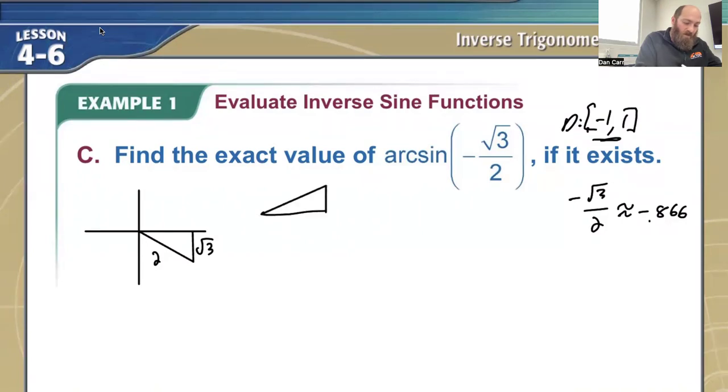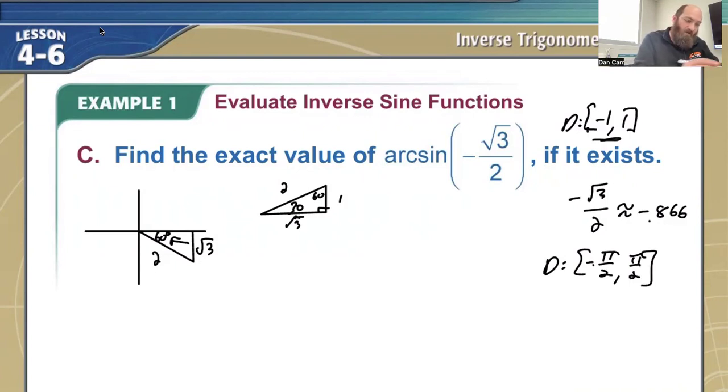30, 60, 90 is 1, 2, and root 3. My hypotenuse is 2. My one side is root 3. Root 3 is across the 60 degrees. So this is going to be 60 degrees right here. So in this scenario, because remember, my range is going to be negative pi over 2 to pi over 2.